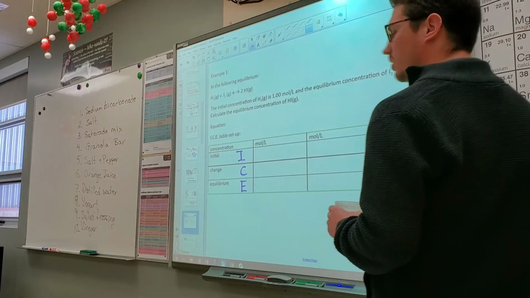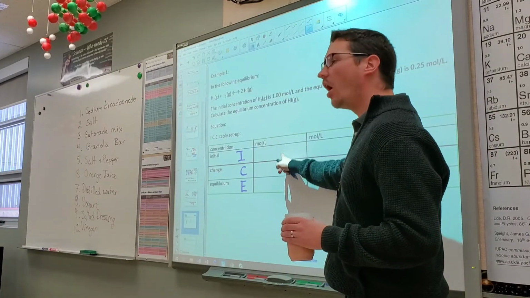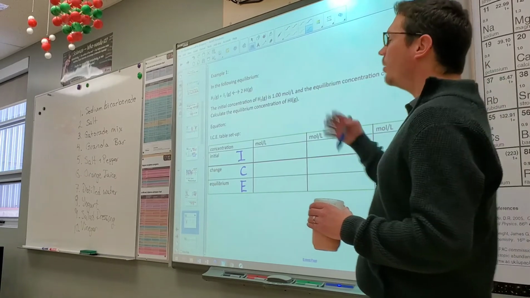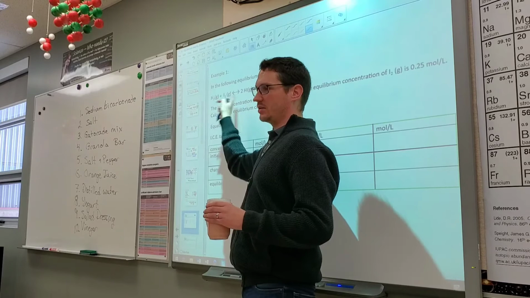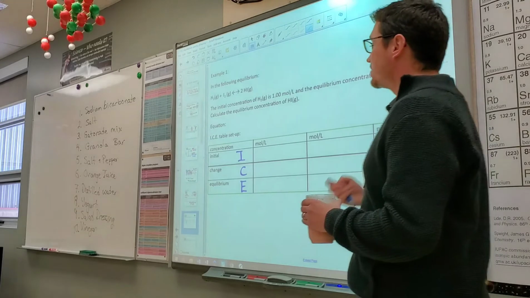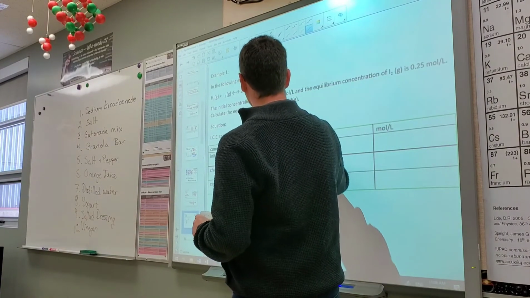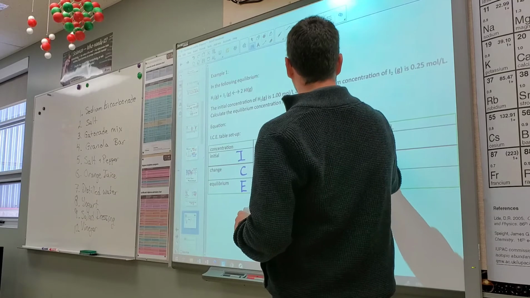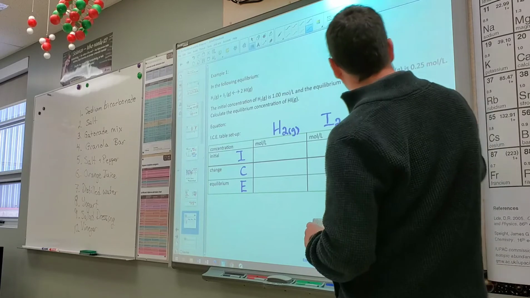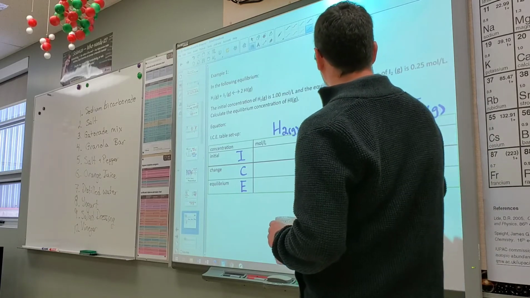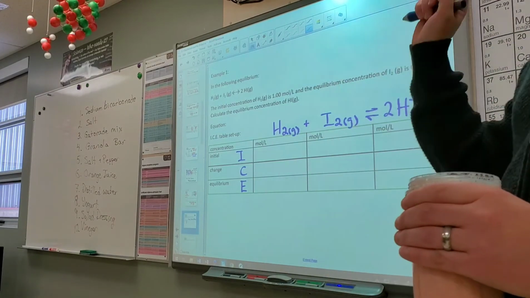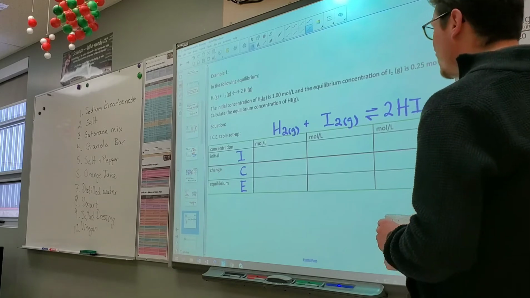Above the table, I want you to have a column for every single chemical in your reaction. How many chemicals are in this chemical reaction? I see 3, so you need 3 columns. The way I always do this is I put H2, I2, and then HI gas. I rewrite the entire equation above the ICE table. It's the best way to do this.